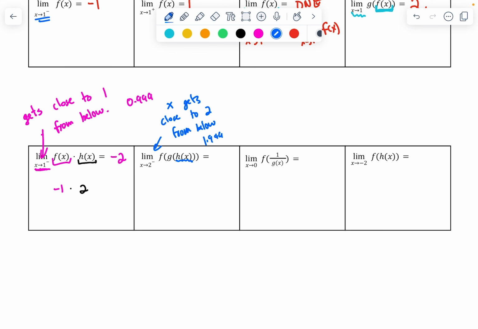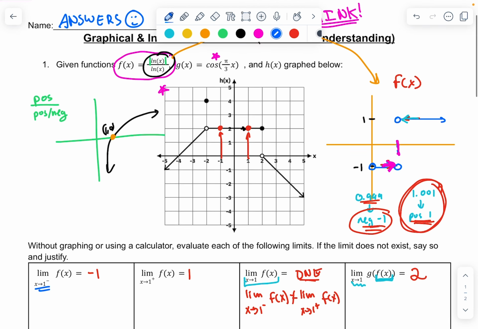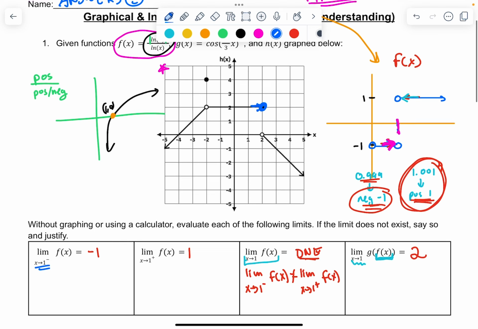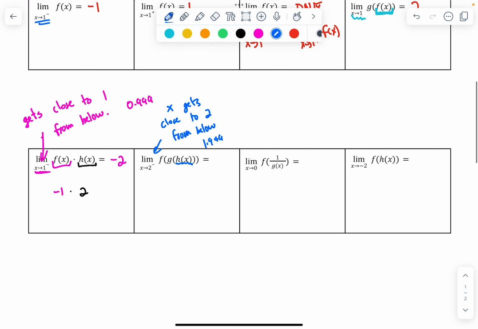So first we look at the function h. Our input of 2 from below, if we approach it from 1.99 whatever and 1.99 even closer and even closer, we're getting really close to the output of 2 up here. So the left side of the limit's getting close to positive 2. So this is getting really close to 2.